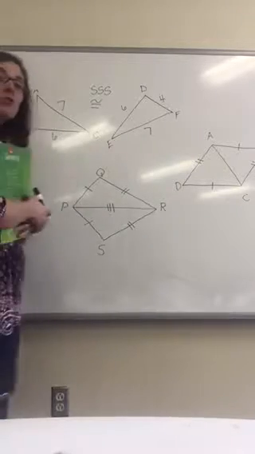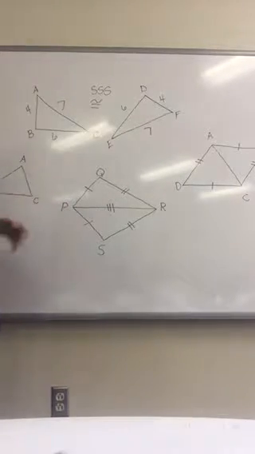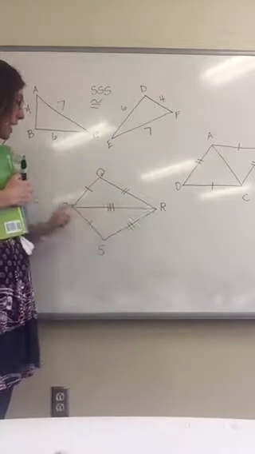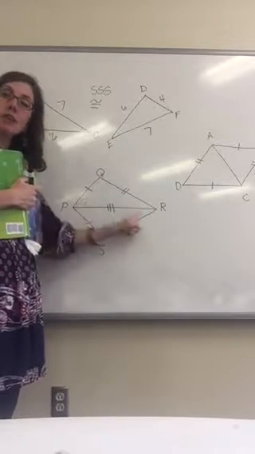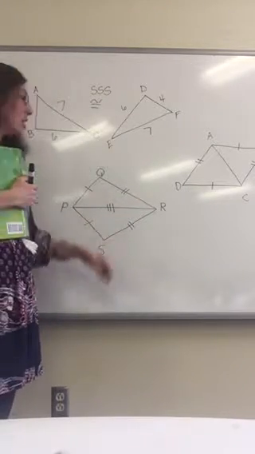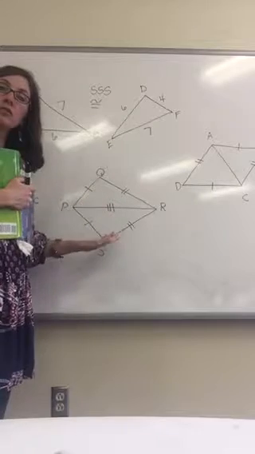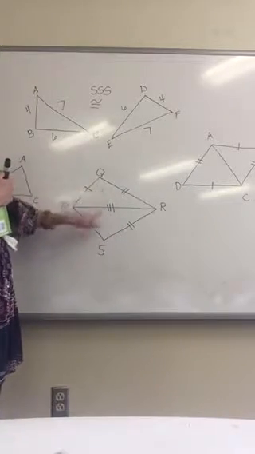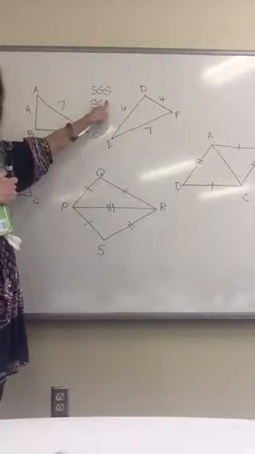It's congruent to itself. So we would say PQ is congruent to PS, QR is congruent to SR, and PR is congruent to itself, to PR, by the reflexive property, and now we have 3 sides. 3 sides of the top triangle that are congruent to 3 sides of the bottom triangle. Therefore, we have proven that this triangle is congruent to this triangle by side, side, side.